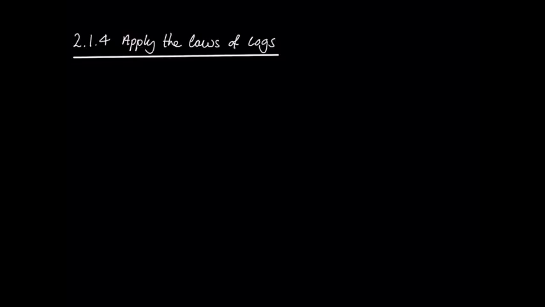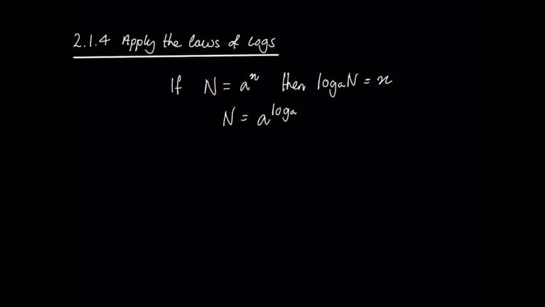To begin with then, if some number n is equal to a to the power of x, that's our index notation, then log to the base a of n will equal x. Also, we can say that the number n is equal to a to the power of log to the base a of n. So the base raised to the power of a logarithm to the same base of any number just gives us the value of that number. So n is equal to a to the power of log to the base a of n.